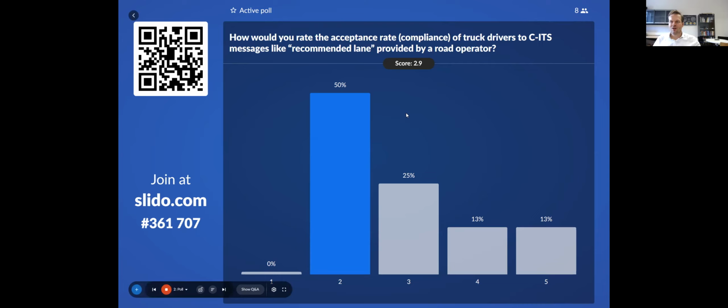Okay, so a takeaway message would be that one might need strong incentives, because someone who really does his job on the road, and where his own money depends on efficient driving, also needs incentives to assist a road operator finally. Exactly, yeah.